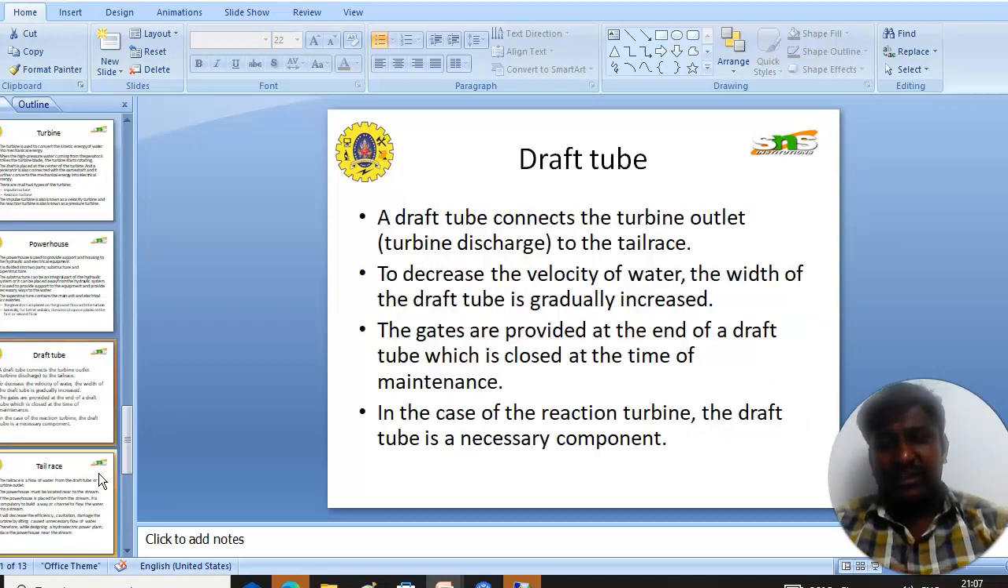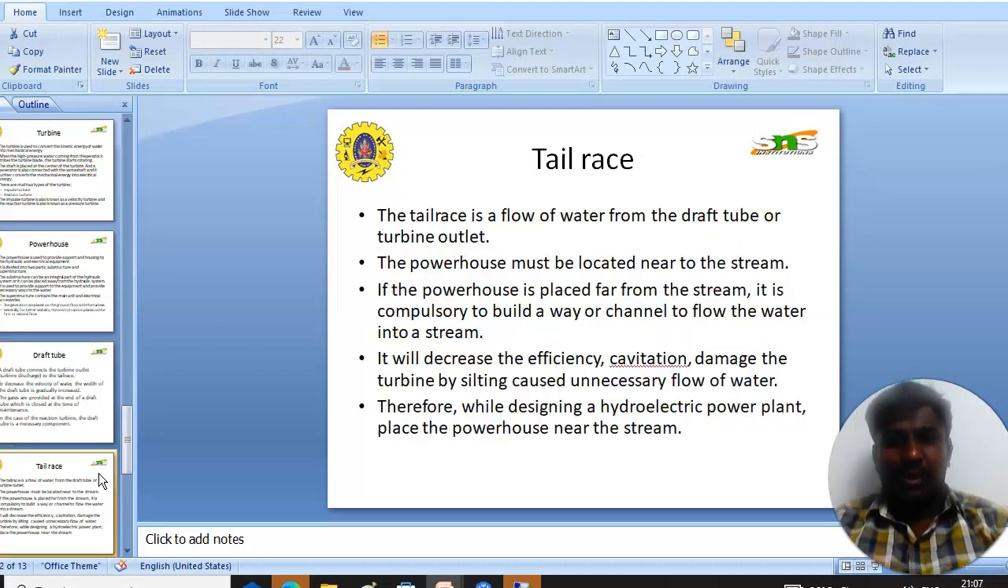The draft tube connects the turbine outlet to the tailrace to decrease the velocity of the water. The width of the draft tube is gradually increased. The gates are provided at the end of the draft tube, which is closed at the time of maintenance. In the case of a reaction turbine, the draft tube is a necessary component.